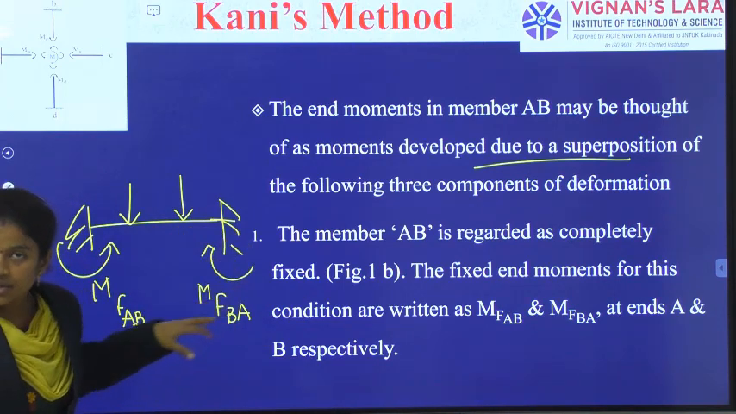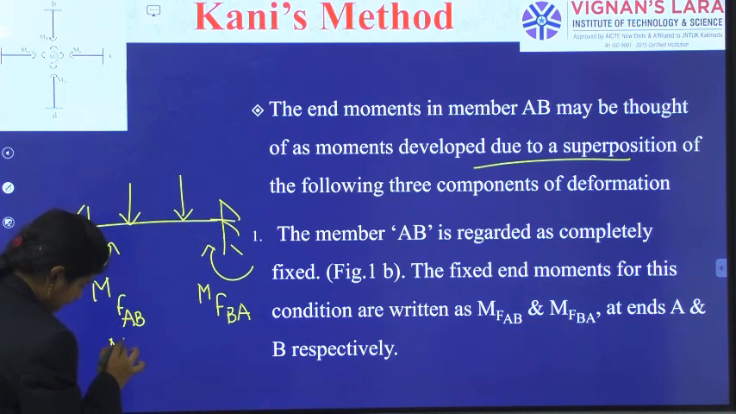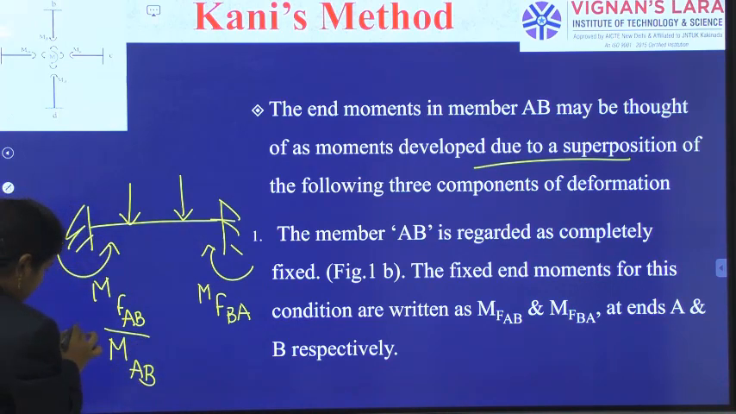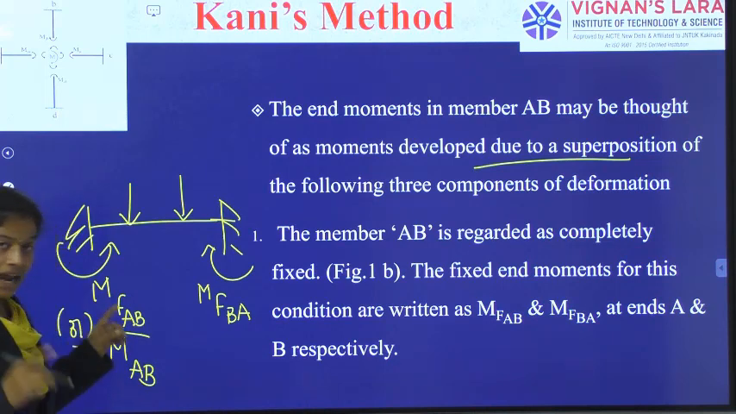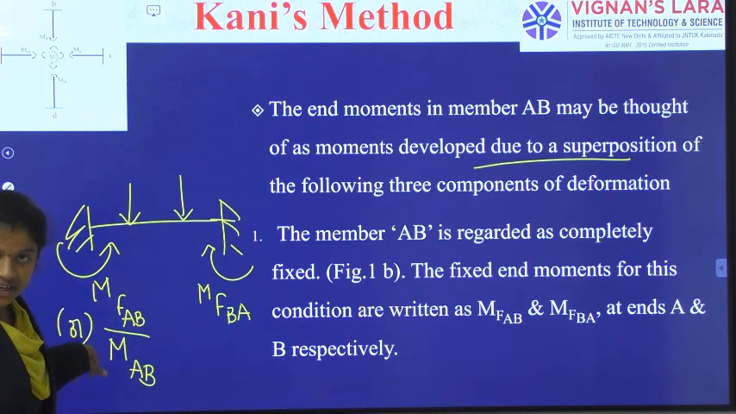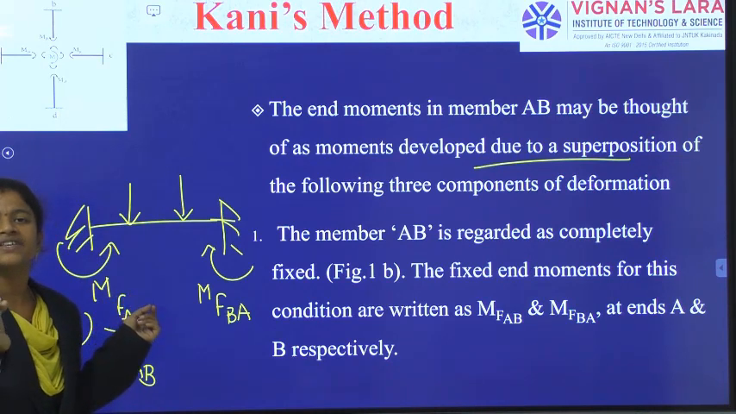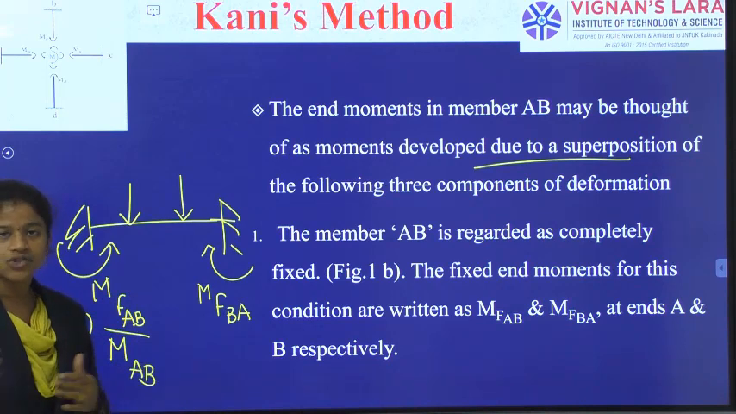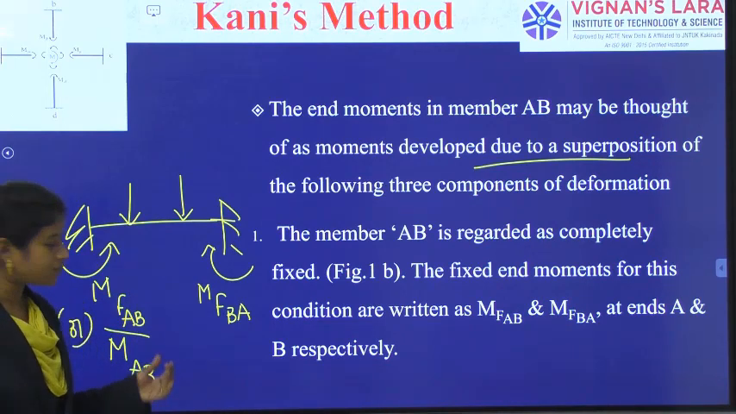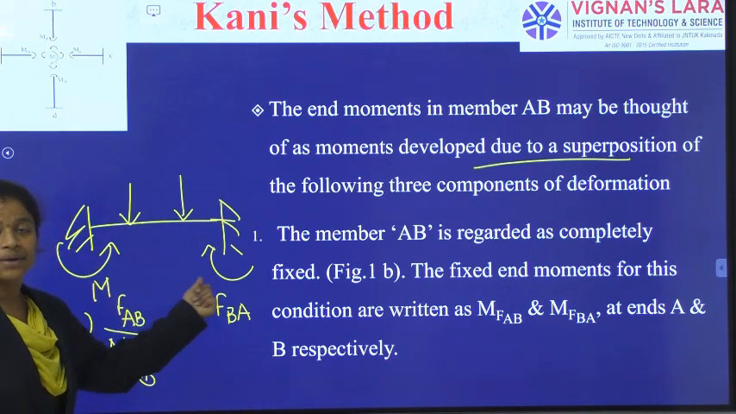In some textbooks, this MFAB they will write as M bar AB. Okay, M bar AB or MFAB. M dash AB is different. This will indicate as bars. Okay, MFAB or M bar AB. If it is with F, you can directly see that it is a fixed end moment. If a bar and a dash, so many things come, you may get confusion. That's why I have indicated MFAB, MFBA.